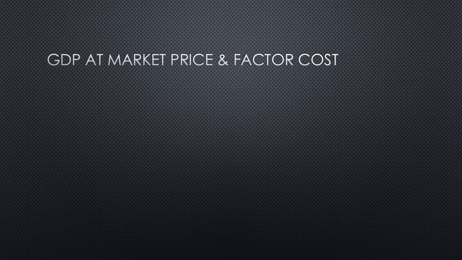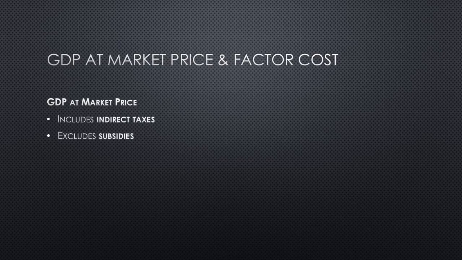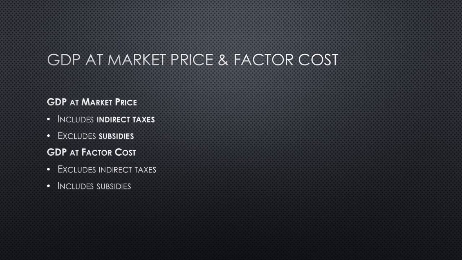GDP at market price and factor cost. GDP at market price includes indirect taxes and excludes subsidies. GDP at factor cost does the opposite. India currently uses GDP at market prices, and this is important for current affairs based questions.